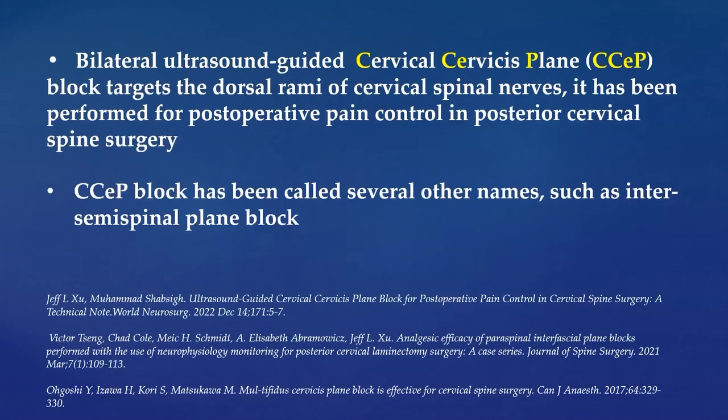Bilateral ultrasound-guided cervical cervicis plane (CCeP) block targets the dorsal rami of cervical spinal nerves. It has been performed for post-op pain control in posterior cervical spine surgery. The CCeP block has been called several other names, such as intersemispinal plane block.